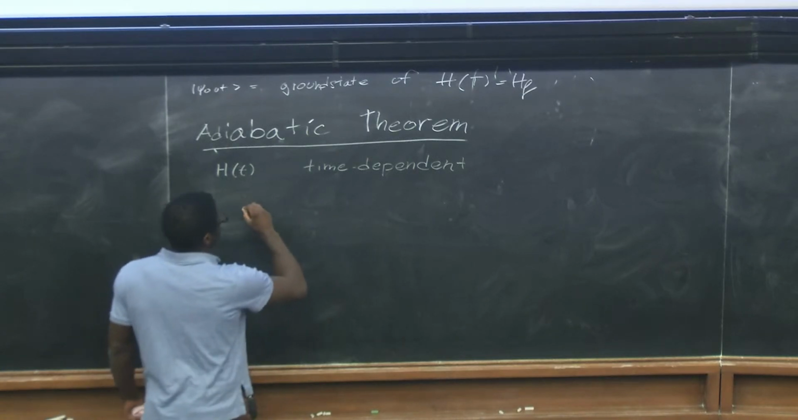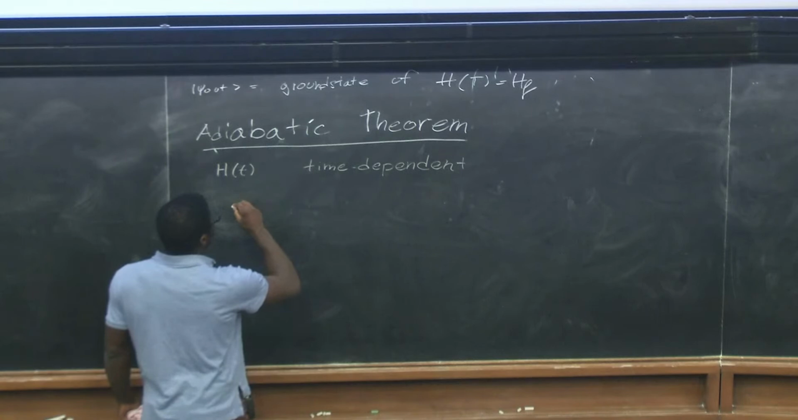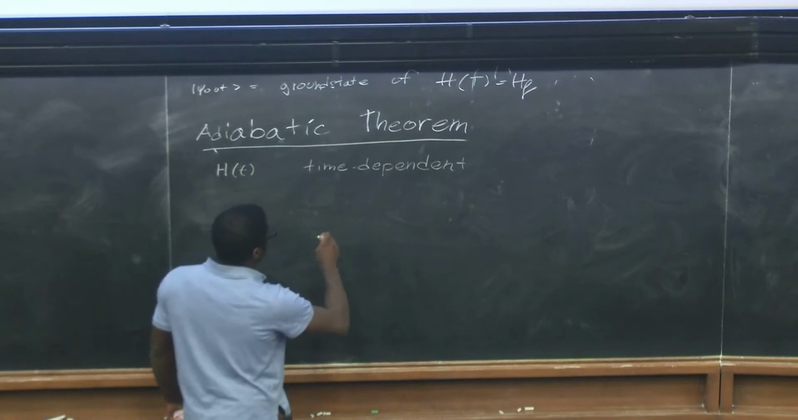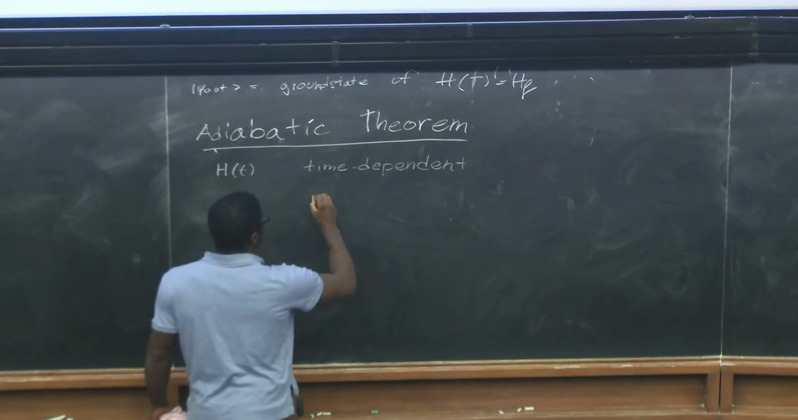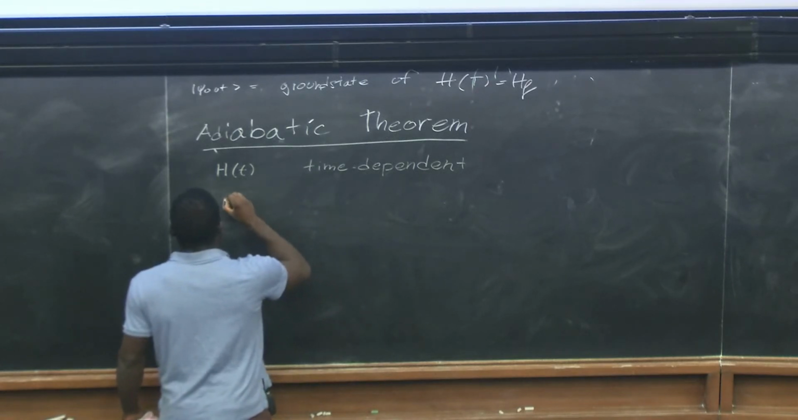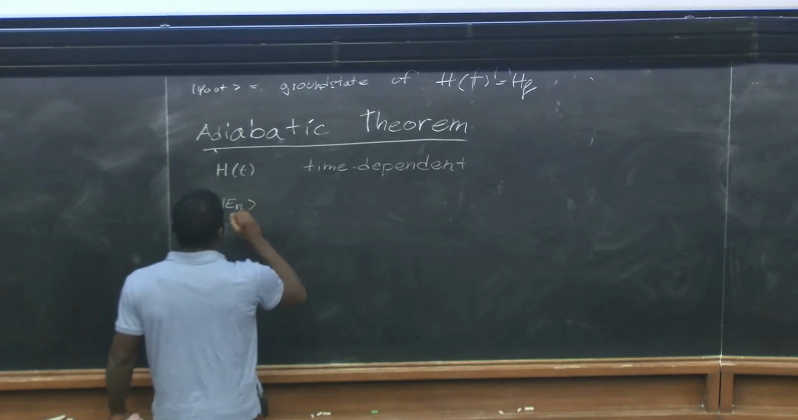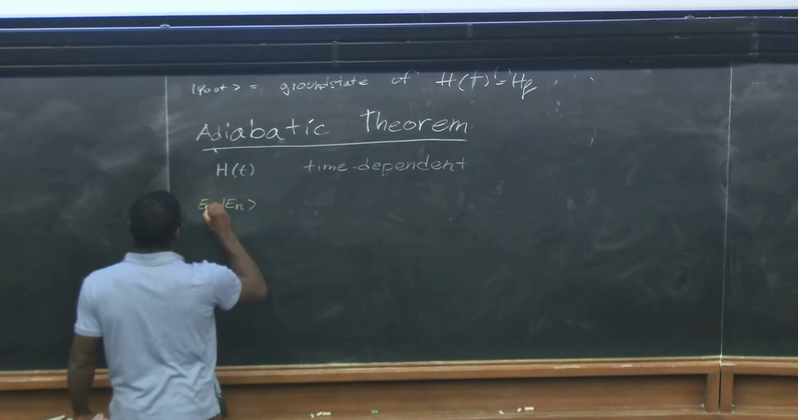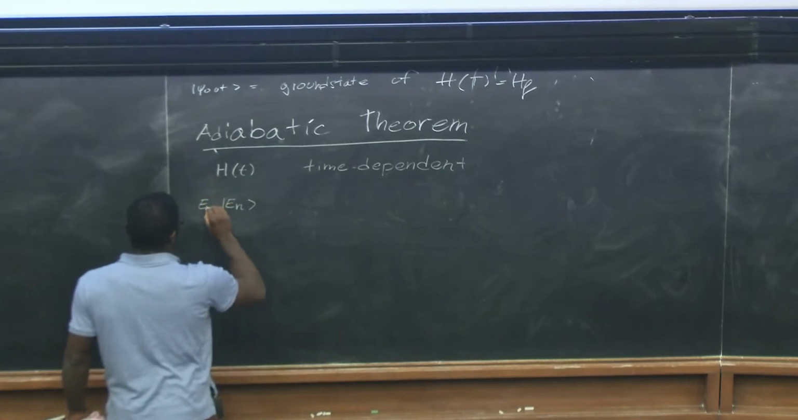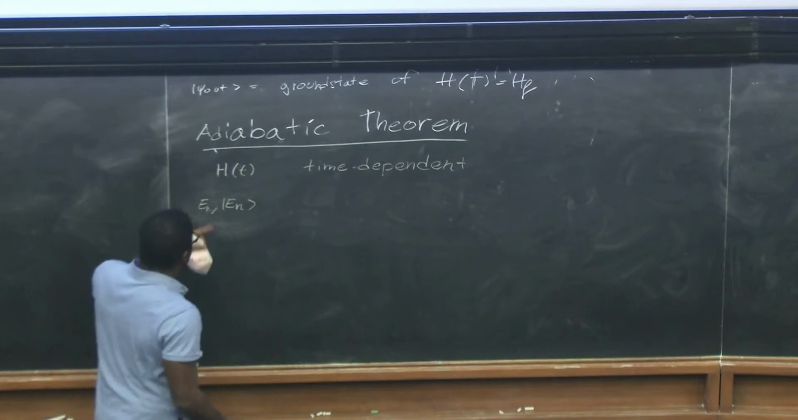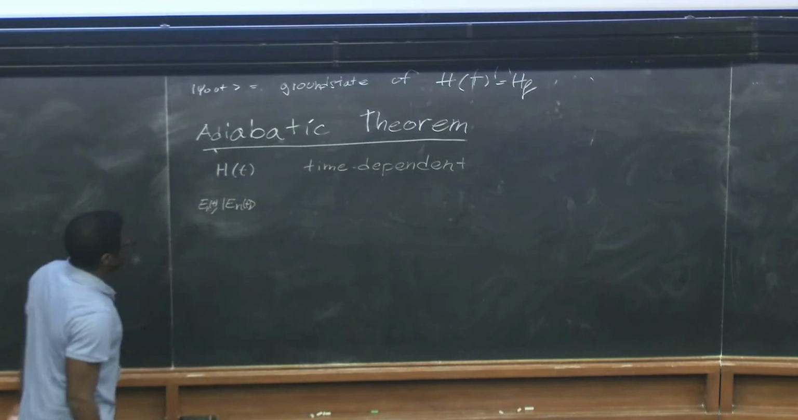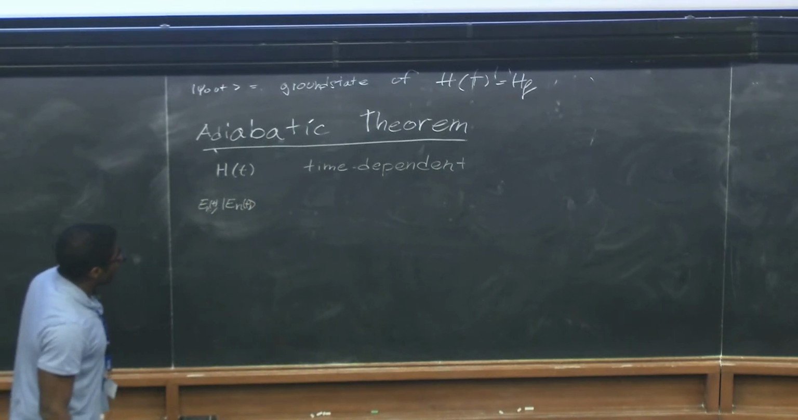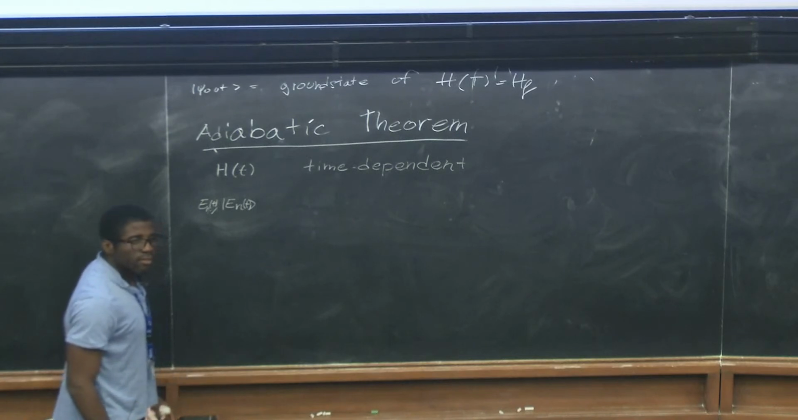So we can solve the time-independent Schrödinger equation, the eigenvalue problem, for each time. We will then get such a spectrum, given by the energies and the eigenvectors as a function of time.